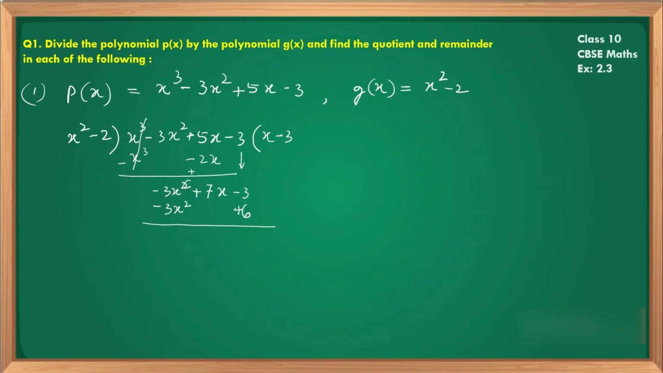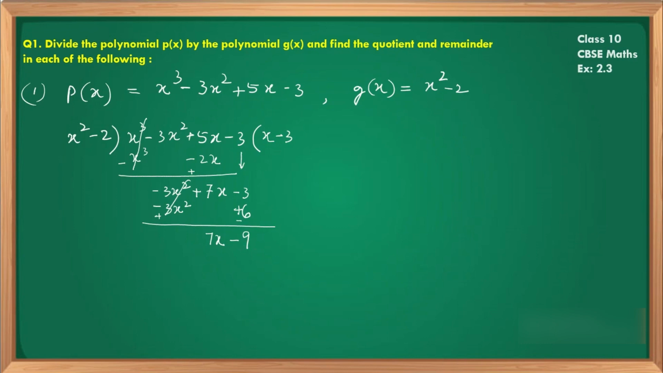3x square and 3x square, they get cancelled because this takes the form of the sign plus. So plus and minus gets cancelled. 7x write down as it is. Here this takes minus, so minus and minus should be added. 6 and 3 is 9. 7x and minus 9. This is the remainder.